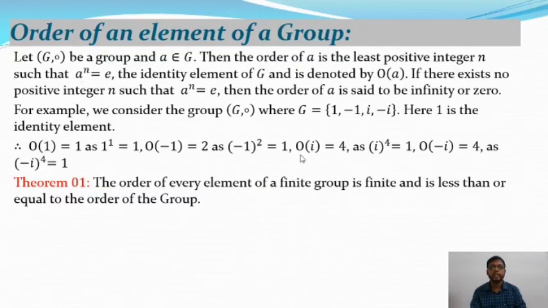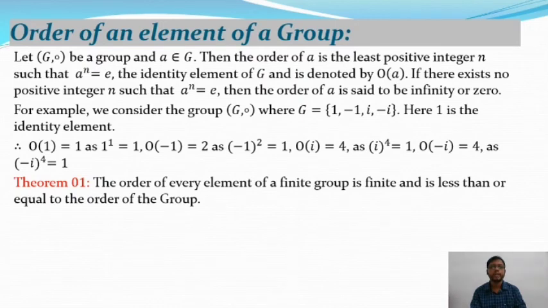Now we will find the order of i and minus i. So order of i is equal to 4, because i to the power 4 is equal to 1. So 4 is the least positive integer such that i to the power 4 is equal to 1, as well as i to the power 8 is also 1, i to the power 12 is also 1. Okay, but 4 is the least positive integer such that i to the power 4 is equal to 1. So 4 is the order of the element i, as well as the order of minus i, it will also be 4.